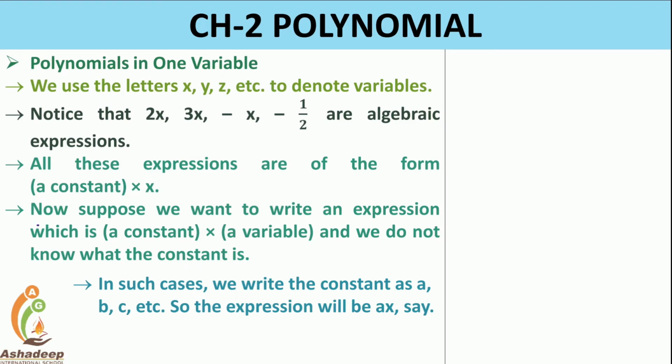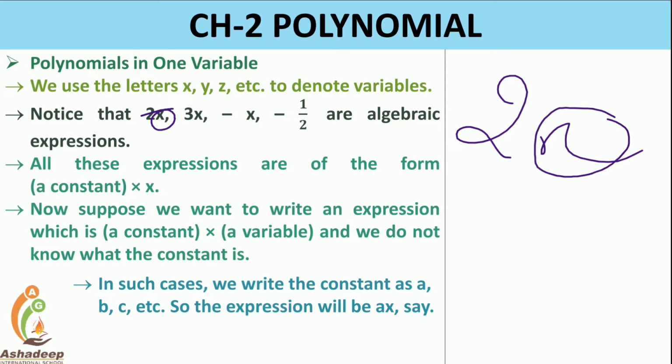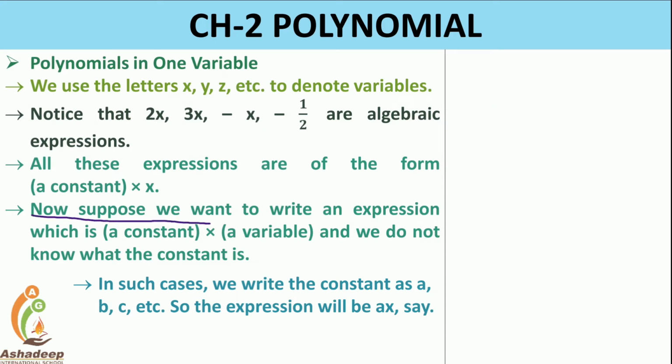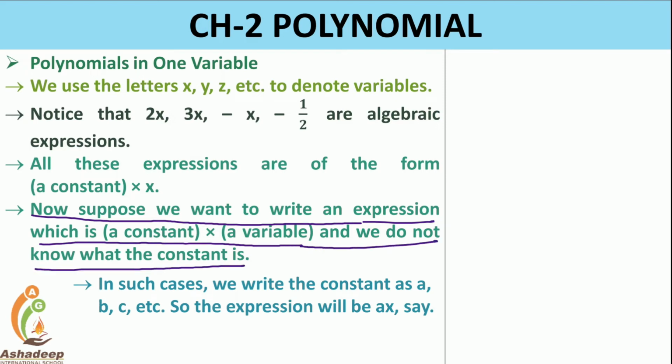Now suppose, how can you say that? See, this is the variable. If you consider 2x, here x is the variable, and 2 is the constant. So it is nothing but a constant multiplied by the variable x. Now suppose we want to write an expression which is a constant times a variable, and we do not know what the constant is. In such cases, write the constant as a, b, and c, etc. So expressions will be like ax, say.